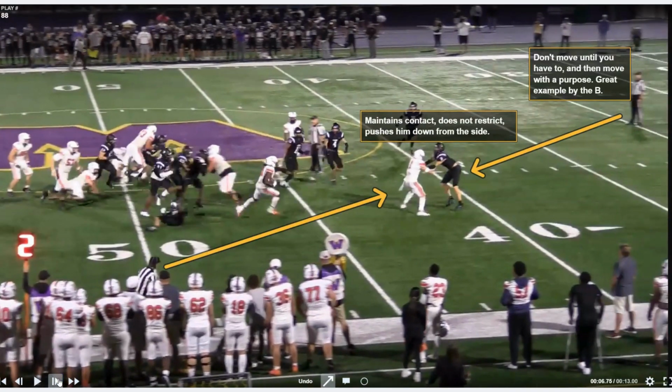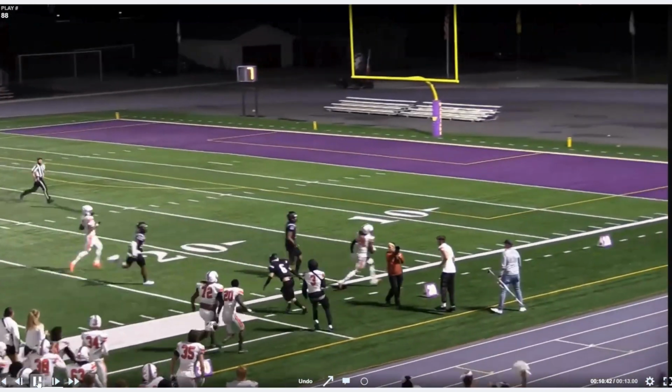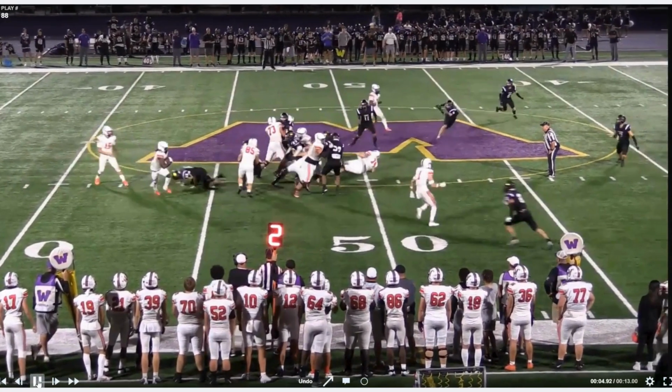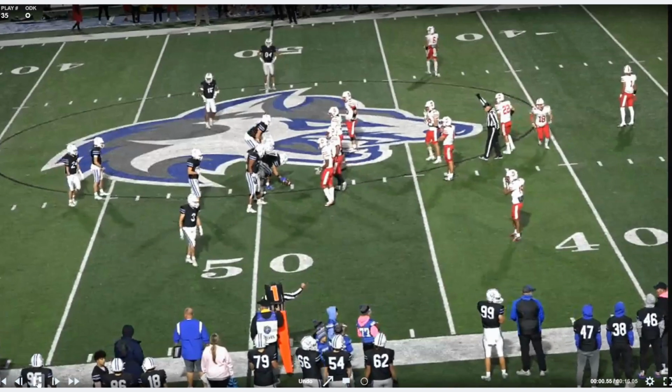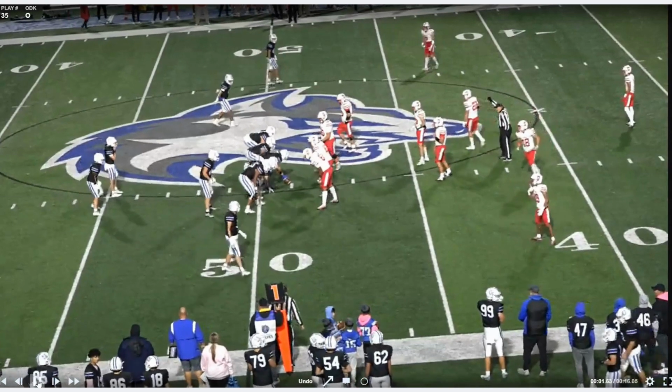And there's just not a grab and restrict. Okay. And now talking about different officials there, but that's not one we would want for an offensive hold. A good job of not calling a hold by any of the officials on this play. Another correct no call for offensive holding.